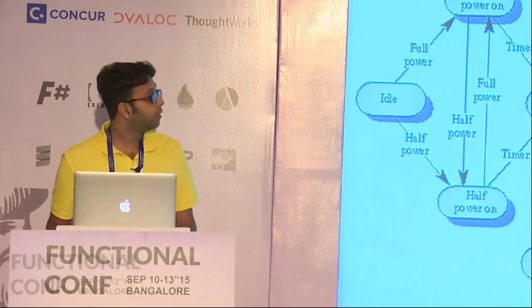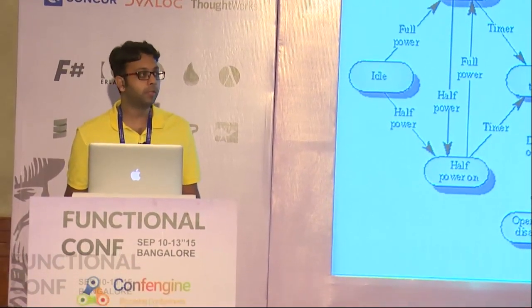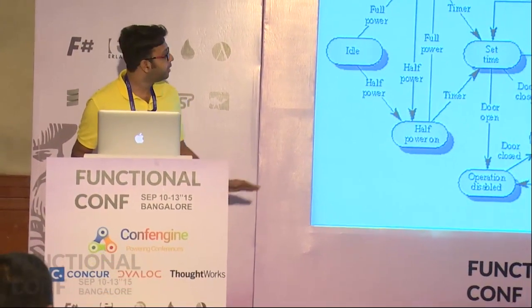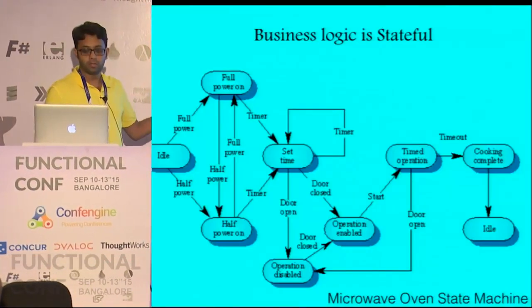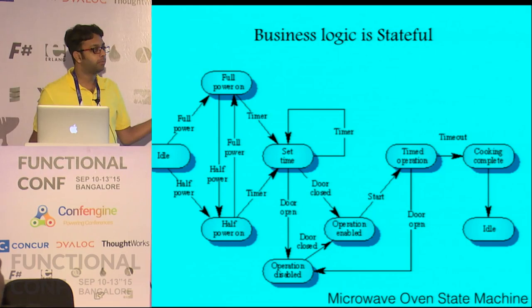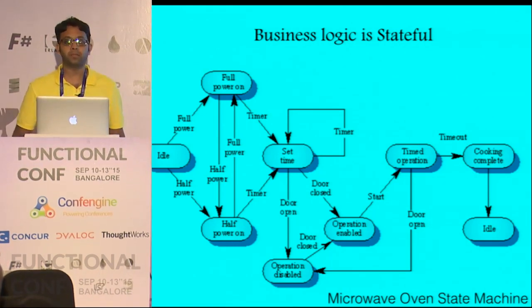So, what is the problem? Testing real-world stateful business logic is very hard. There are a lot of cases to worry about. There are a lot of combinations. For example, here is the microwave oven state machine diagram, and as you can see, there are a lot of transitions that can happen. It has inherent state built into it, which needs to be tested.